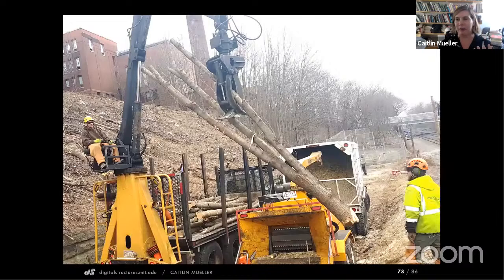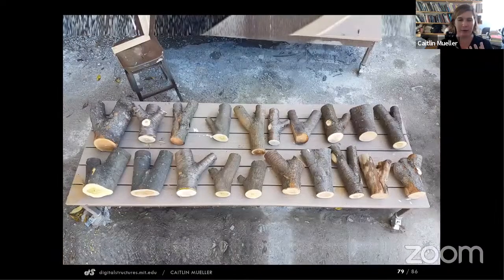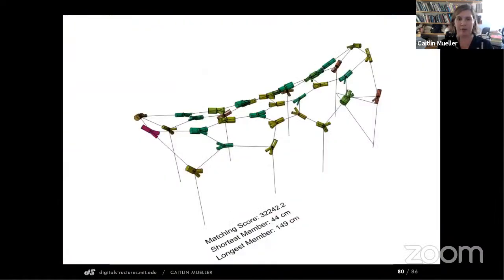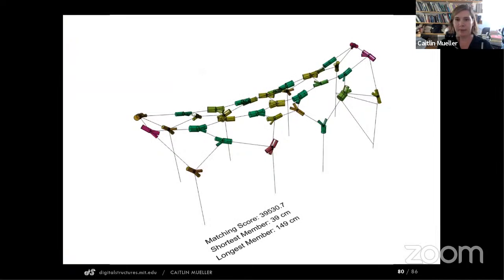So we are working with local partners. For example, this is the city of Somerville, where they're cutting down trees as necessary for a construction project. Normally, trees that are cut down are chipped and turned into landscaping. All of the carbon that is sequestered in their cellulose is released within a few years back into the atmosphere. If instead we can keep those parts and find ways to use them structurally, they can become, for example, structural nodes in a pavilion project.